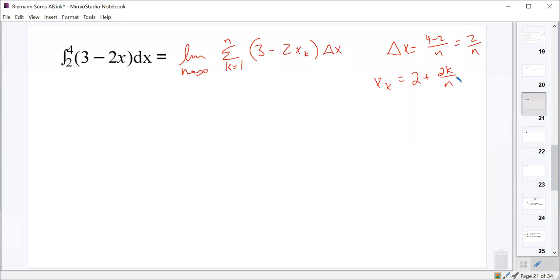Cool. All right, so then this becomes a limit as n approaches infinity of a sum from k equals 1 to n of 3 minus 2 times our x sub k, which is 2 plus 2k over n, times our delta x, which is 2 over n. And then we need to distribute all that through.